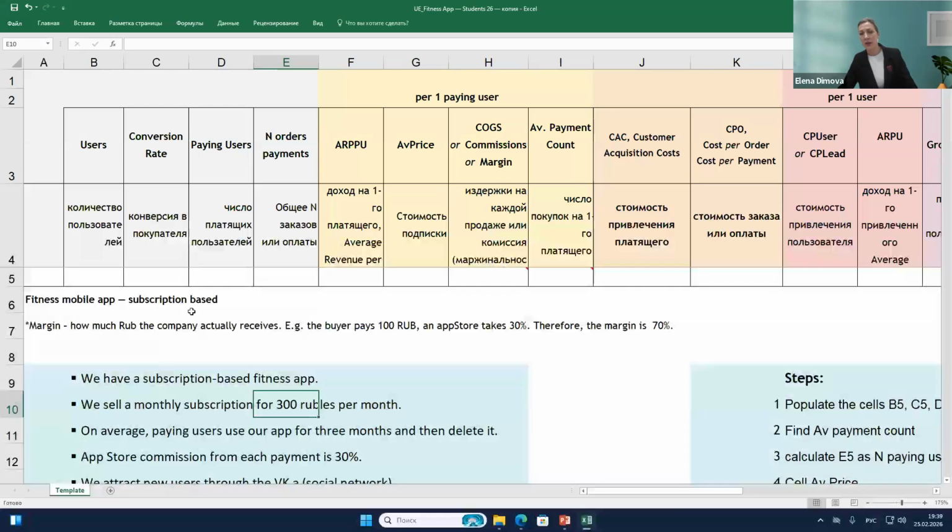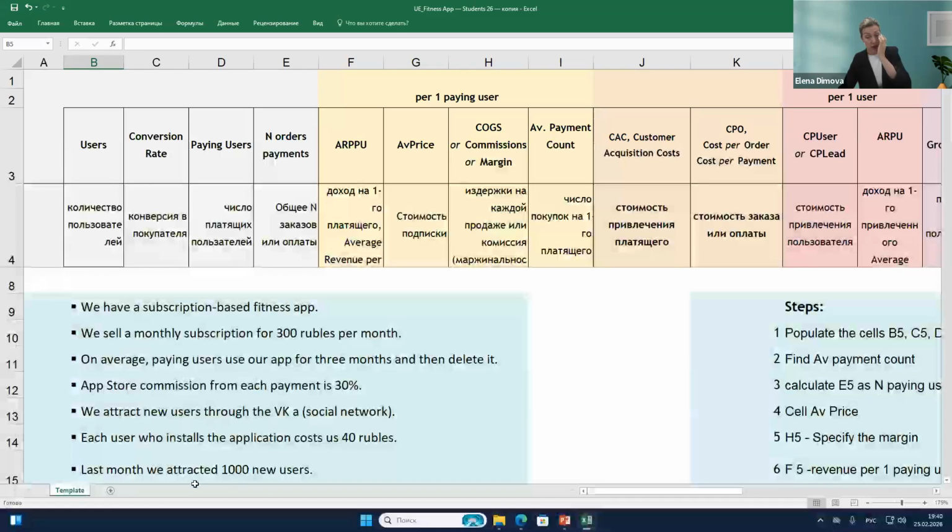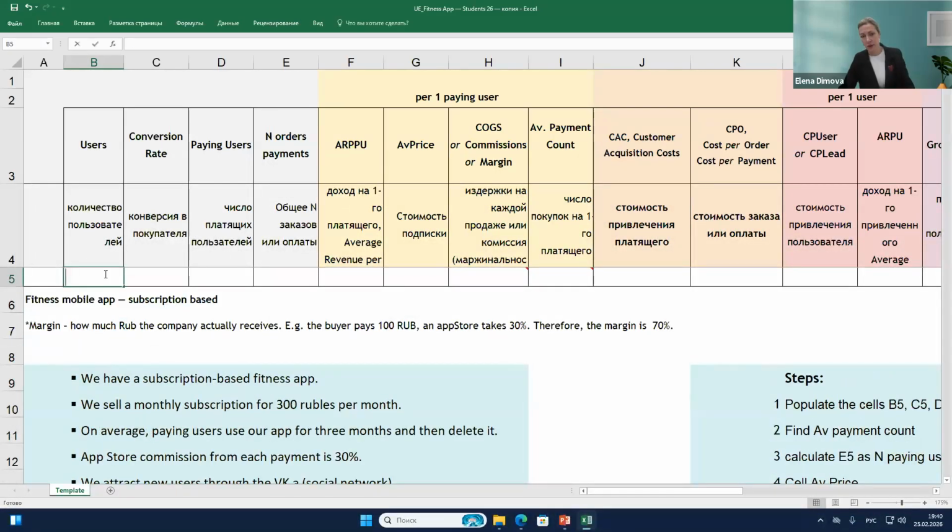Now I would like to do my best and very cautiously fill the table. So let's start. First of all, we need to put how many users we have. The term users is again about just the traffic. Users are not those who buy. Users are those who either tried or were just navigated to our landing page.